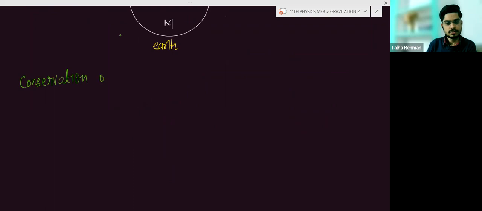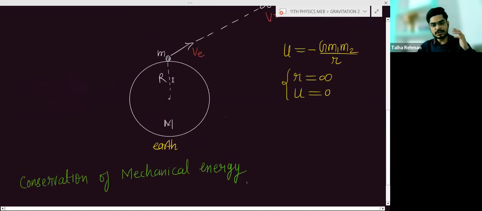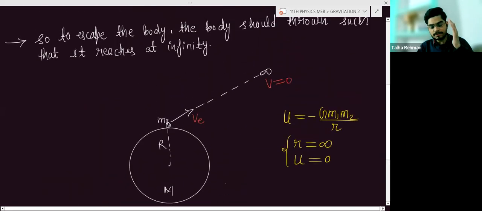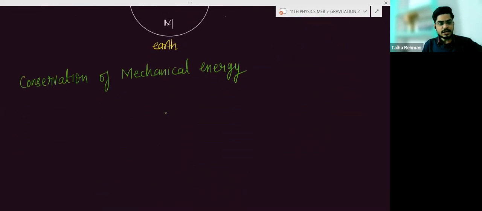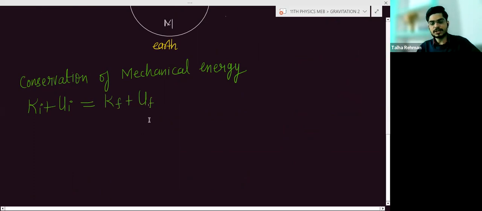Conservation of mechanical energy. What is conservation of mechanical energy? For this Earth and this mass system, initial kinetic energy plus initial potential energy is equal to final kinetic energy plus final potential energy.